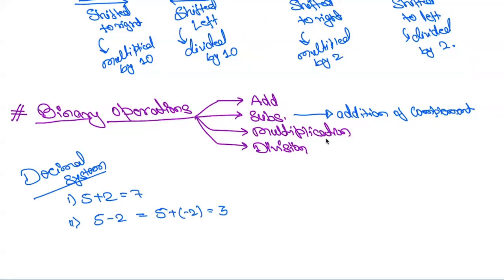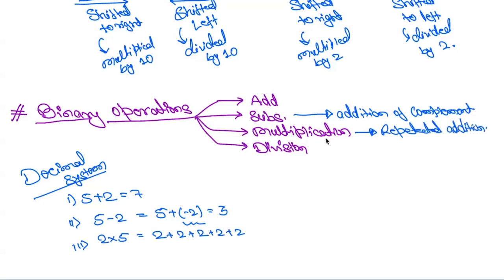Yes, so subtraction is the addition of its complement. So what is the complement of 2? It is minus 2, right? Again, let's talk about the third, 2 into 5. It is multiplication. Again, we can see 2 plus 2 plus 2 plus 2 plus 2, right? So the multiplication is again repetitive addition.